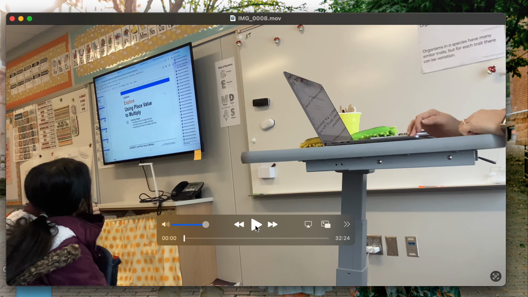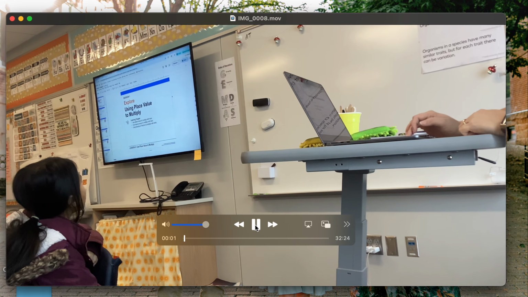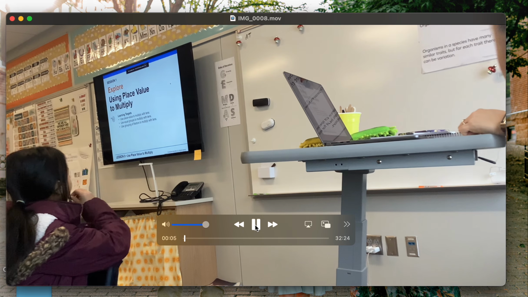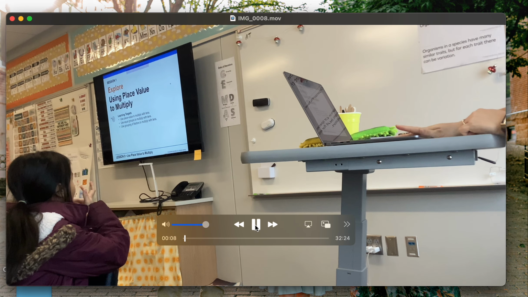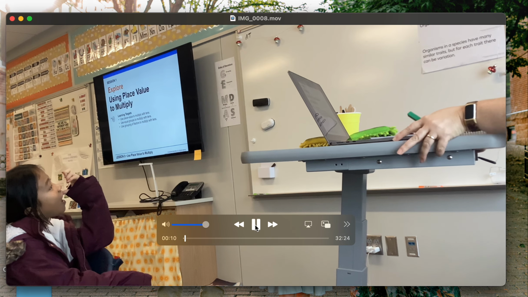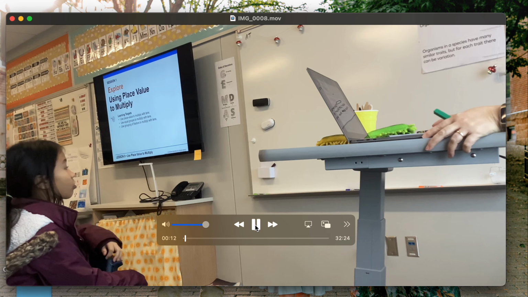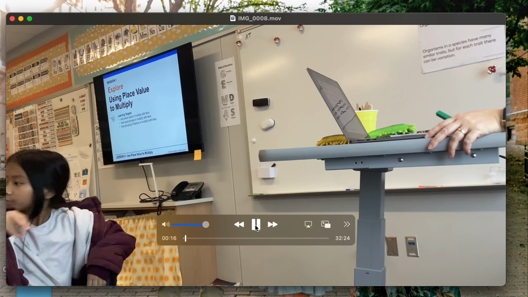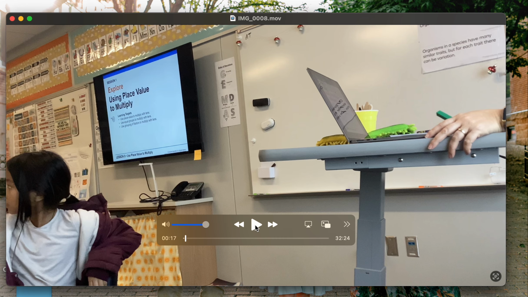So here is the very beginning. We're talking about using place value to multiply. Okay? We're going to be multiplying larger numbers than what we're used to. And after we finish learning how to use place value to multiply, we will be starting division. Okay? So pay attention.